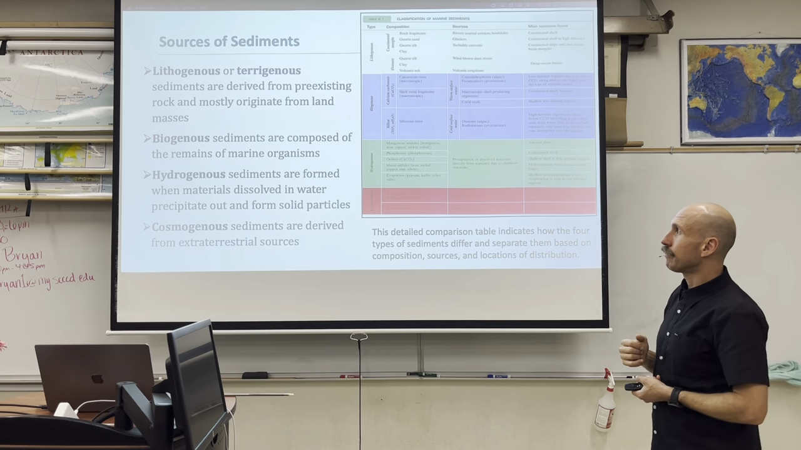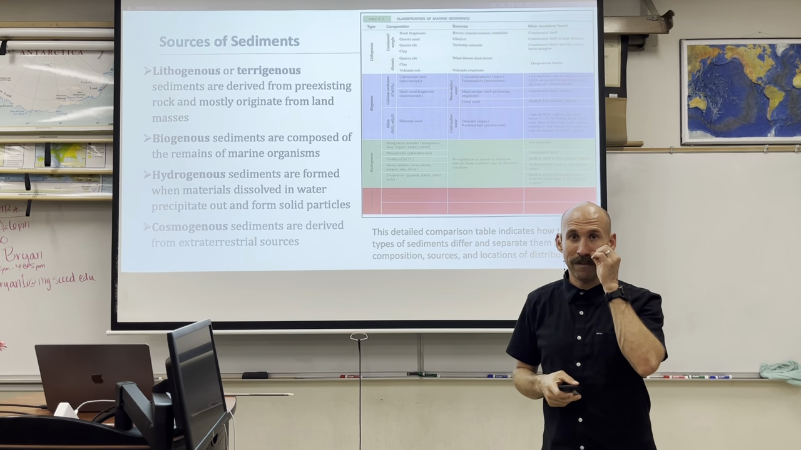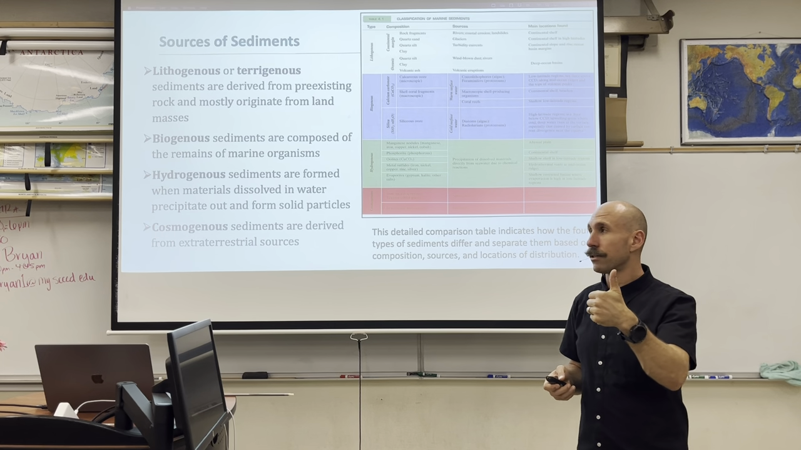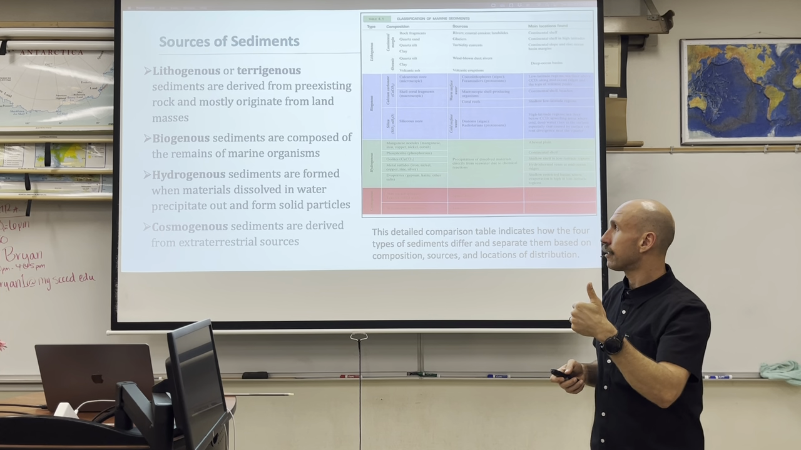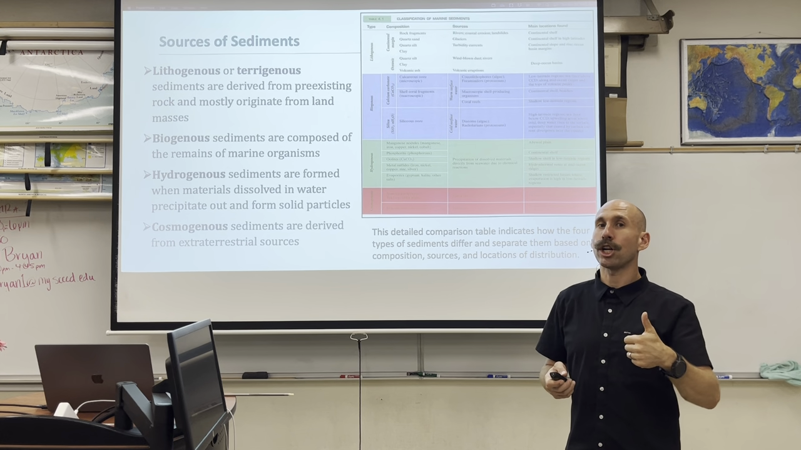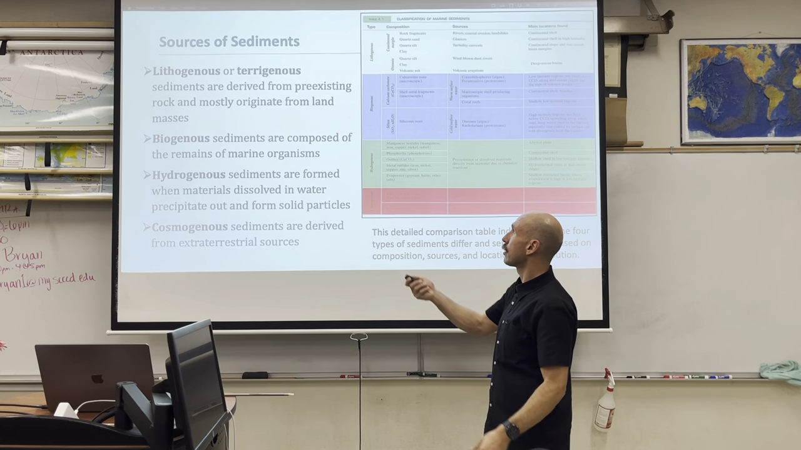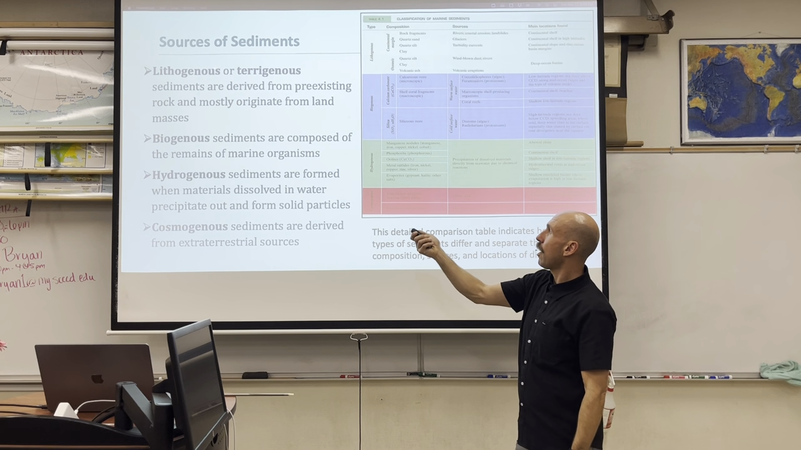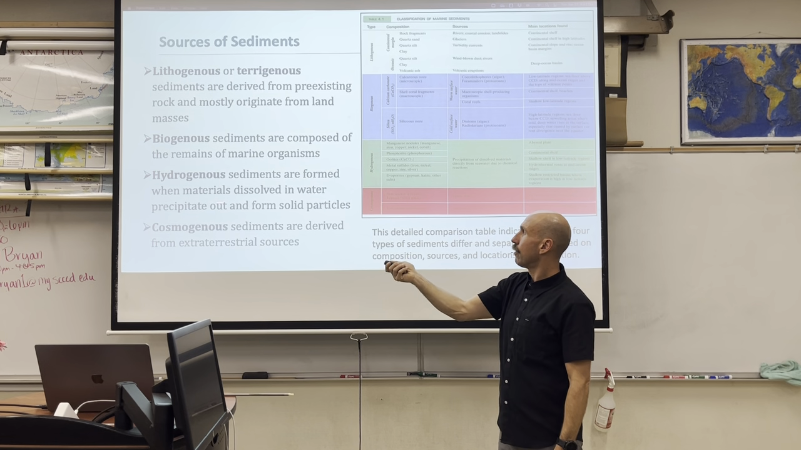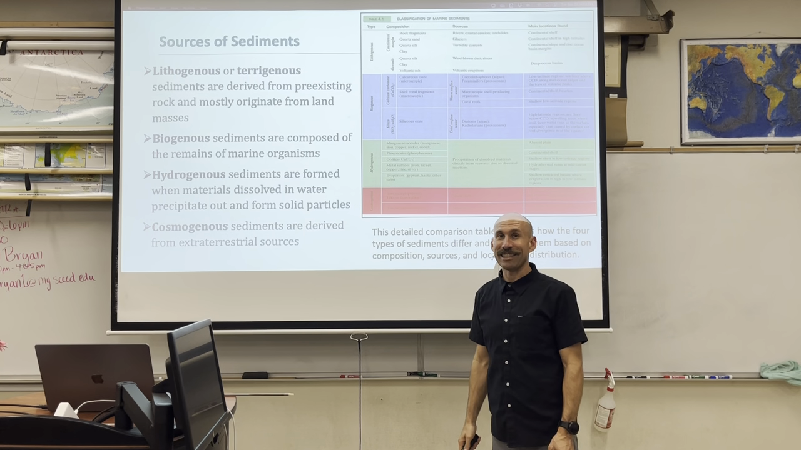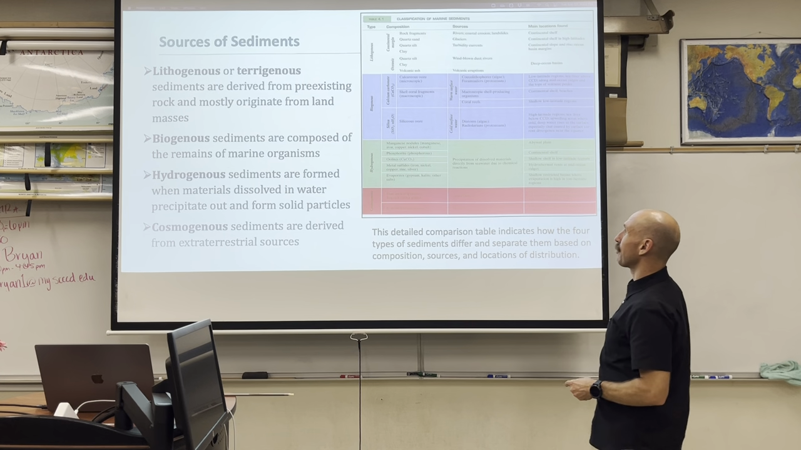The big one, one of the main ways that we classify sediments, is by their source. Lithogenous. It's not lithogeneous. It's lithogenous. Say it with me, lithogenous. Biogenous, hydrogenous, cosmogenous. Basically, pieces of rock, organisms from water, and space. Cool. Space. All right. Let's get a little bit deeper into this.